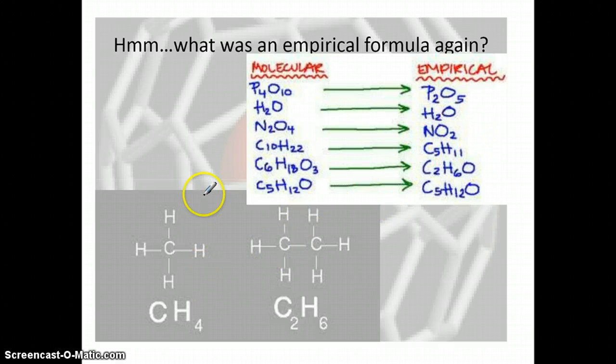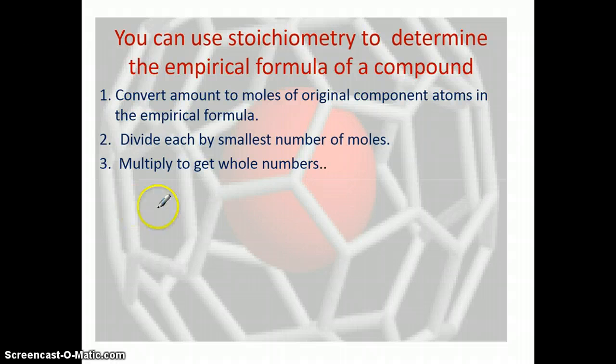Down here you see another example of the same type of thing. CH4, that would be methane. That is the empirical formula. And then C2H6, that would be a different formula, but that is a molecular formula. It's not an empirical formula. If you were to reduce this, you would get CH3. So molecular, not completely reduced; empirical, completely reduced. We're looking for the completely reduced one.